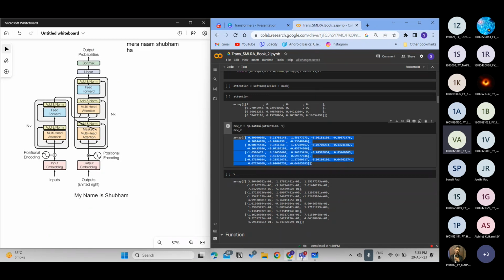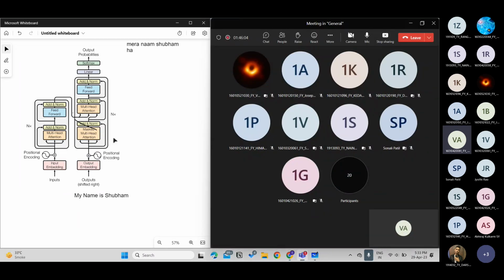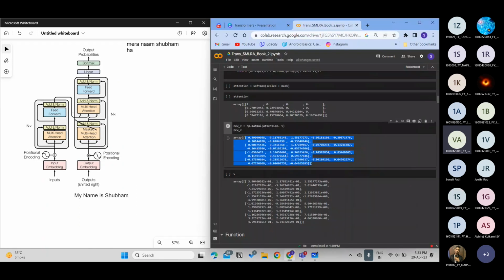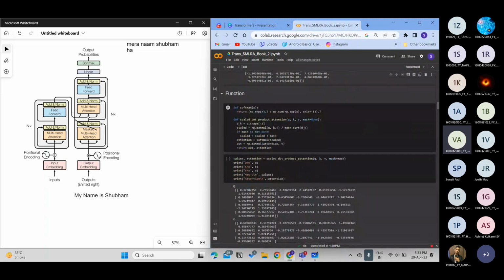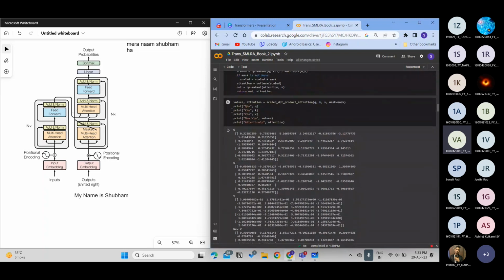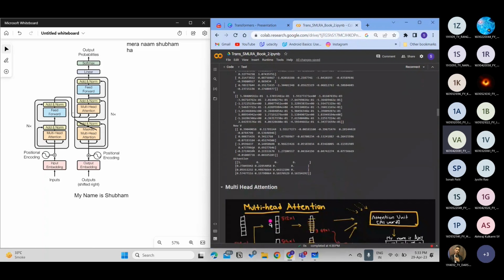Is this much clear? Are the code and the diagram clear? Am I audible? Is that much clear? Yes. Okay, so going ahead, I put everything in one function that can be run. If you run this function, it will be done.